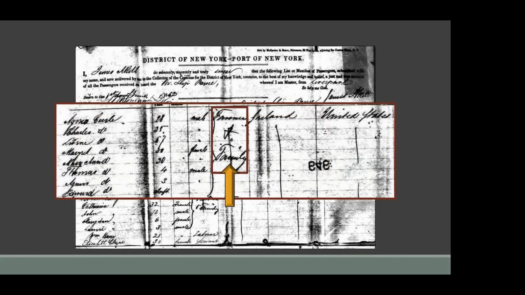Note that in this passenger list, the person who took the information actually noted not only is Agnes a farmer, but also noted and family. We could have assumed that these individuals with the same last name were family members, but that would have been an assumption. And thankfully, whoever took down this information noted that this is a family grouping for us. So not only do we have Agnes, we also have other members of the family, all the way down to Edward, who is an infant at the bottom of this image.